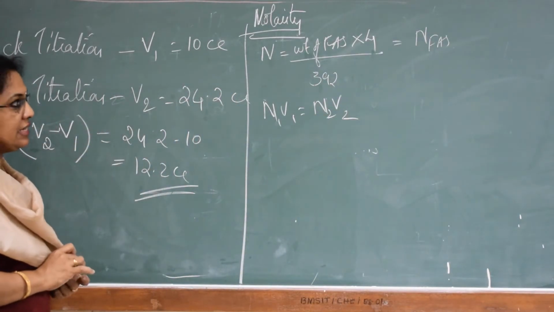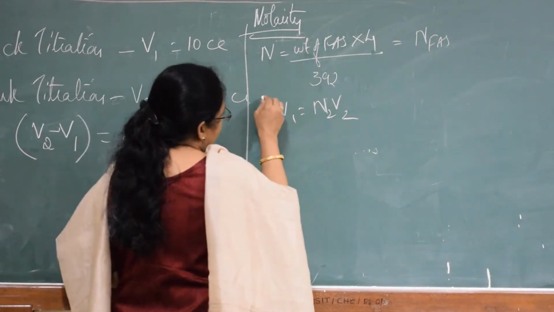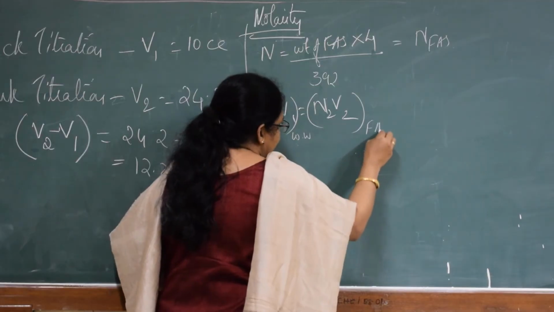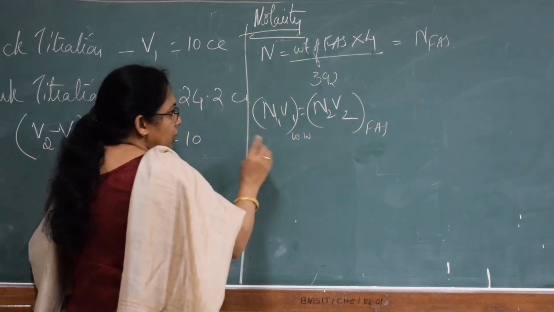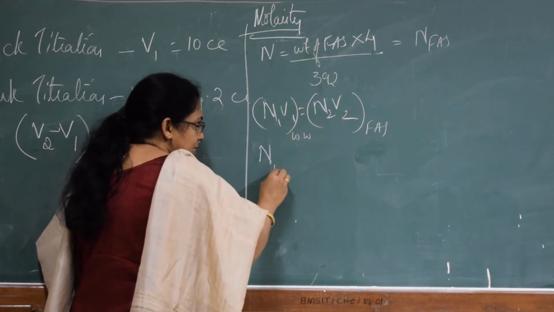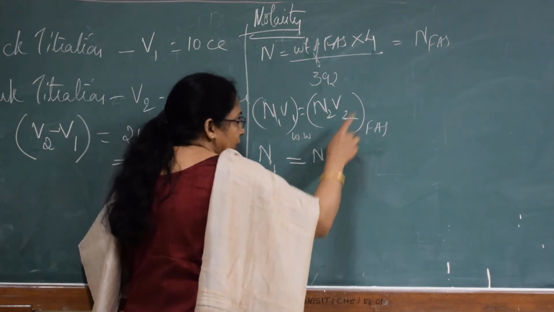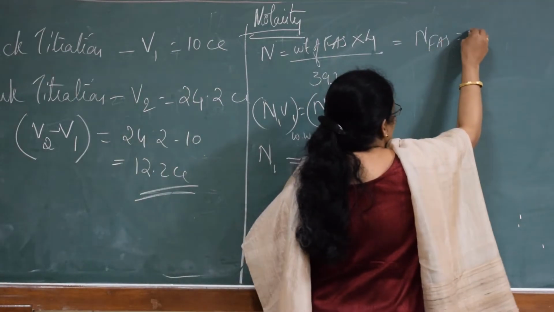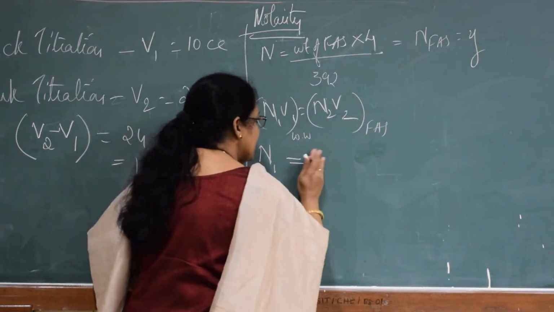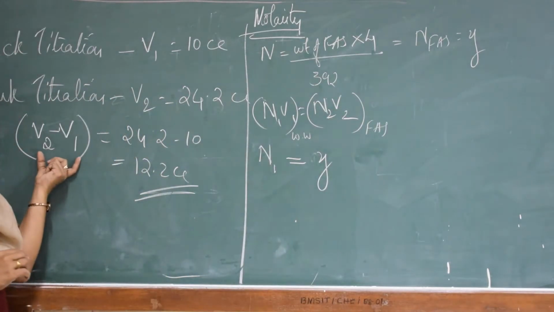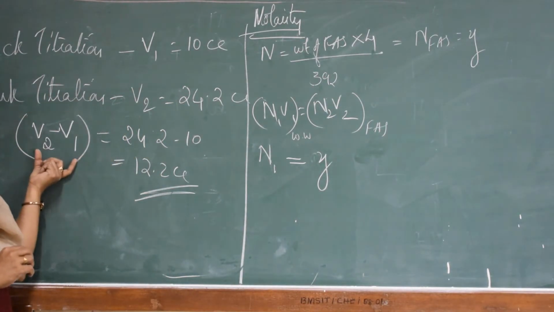We can take N1V1 as that of the wastewater and N2V2 as that of the FAS solution. So the normality of wastewater is unknown to us; this is equal to the FAS normality, which you will get over here and is known to us. Let the unknown be X or Y; I am taking it as Y. Into what is V of FAS? V of FAS is nothing but the volume difference, that is V2 minus V1.